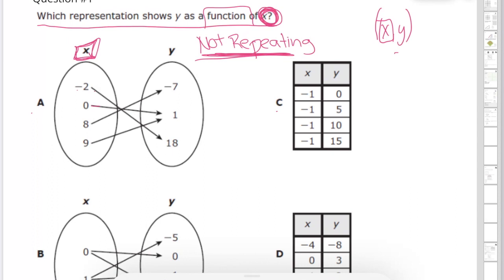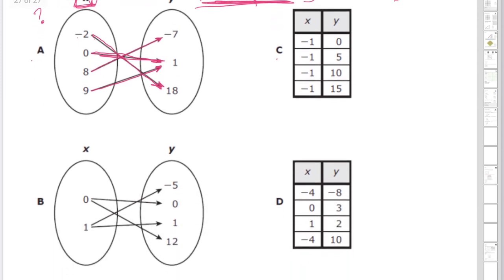So if I start at -2, and I drag the line down, -2 only goes to 18, so -2 is not repeating. When I go to 0, 0 is only going to 1, so it is also not repeating. When I go to 8, 8 is only going to -7, so it is not repeating. And then I go to 9, 9 is only going to 1, so it is also not repeating. So remember, I'm only looking for x that is not repeating, and so far it looks like I have found my answer, but I'm going to put a question mark there just in case, because I want to check the rest of the representations to see if they are repeating or not.